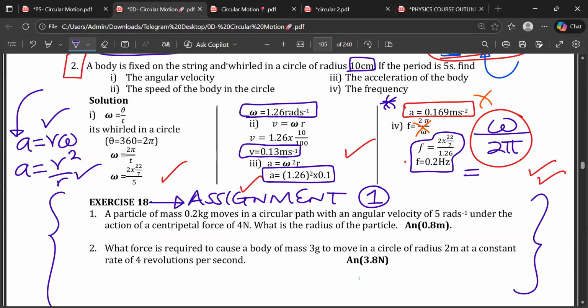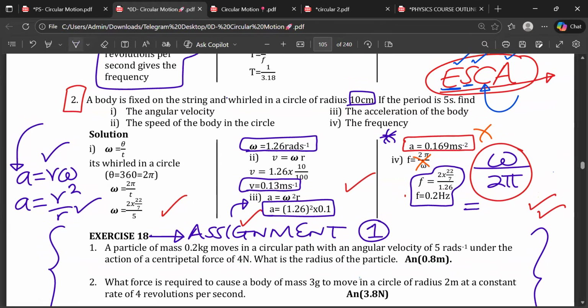Because V came from omega. And all formulas have V, unfortunately. Those without V, they have omega. So that means the best formula to use is actually this one, Roman 3, because we got omega first and radius was already in the question. So that answer of 0.15 something is the best answer. This other formula with V, V came from omega. They are right, but the other one is the best. Hope you understand.